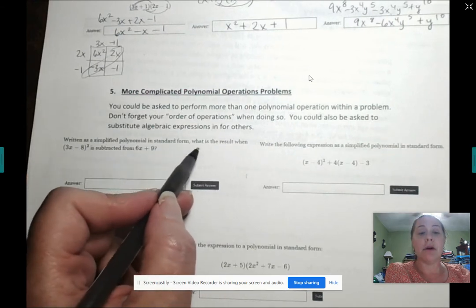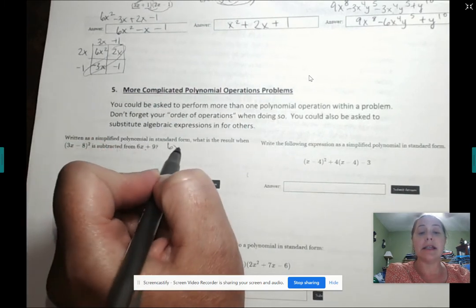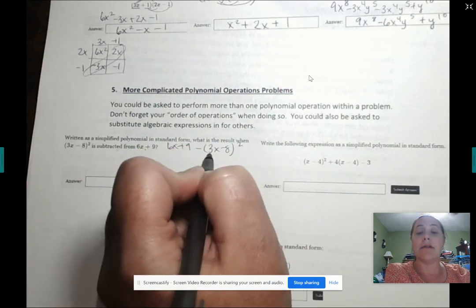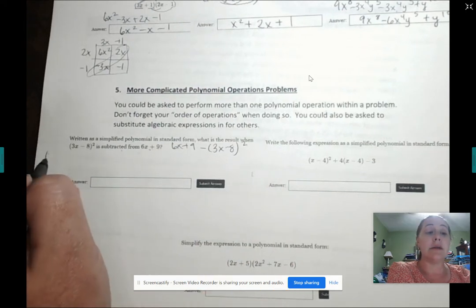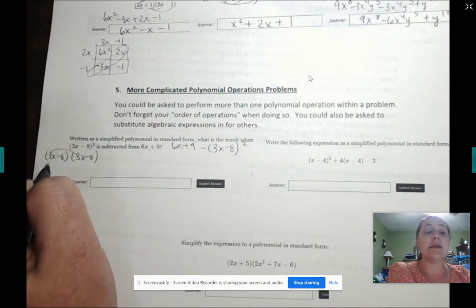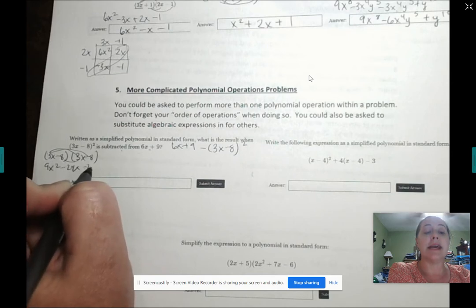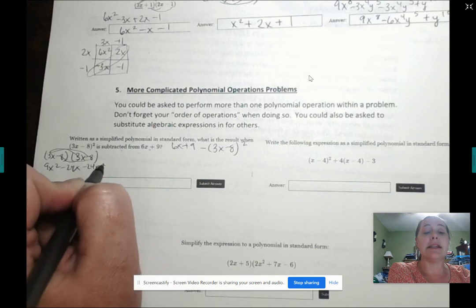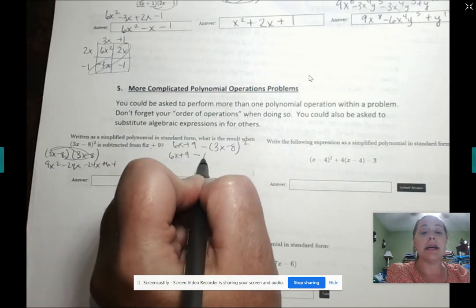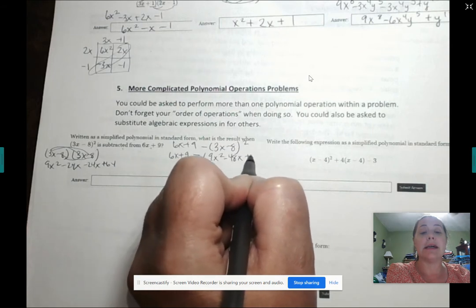So it says, written in standard form, what is the result when this is subtracted from this? So this is what we're starting with, 6x plus 9, and we're subtracting from it the result of 3x minus 8 squared. So what we need to do is find out what 3x minus 8 squared is going to be. It's going to be 3x times 3x, 3x times negative 8, another 3x times negative 8, and a negative 8 times a negative 8. And let's combine those. So that would be 9x squared. I have two negative 24x's, so that's going to make negative 48x plus 64.